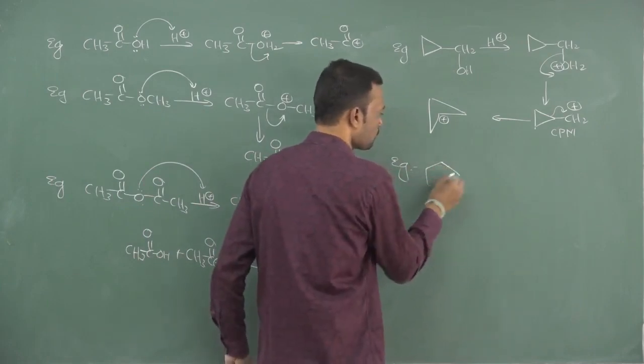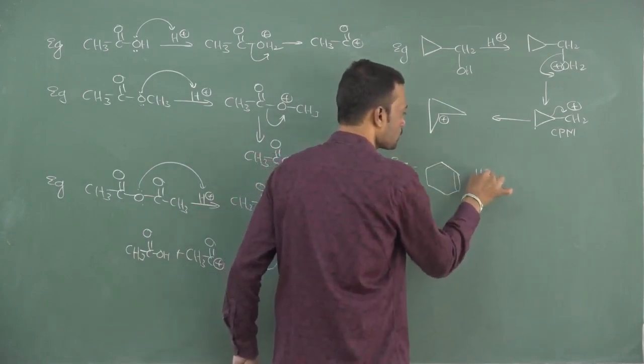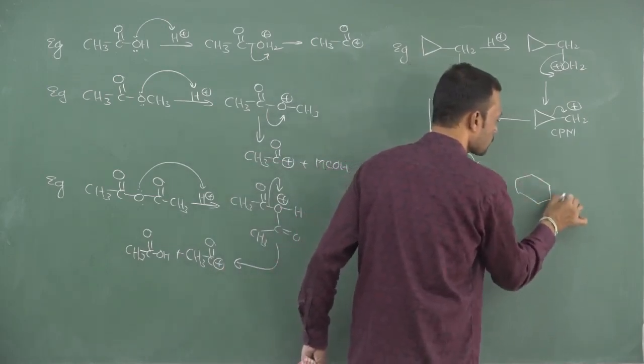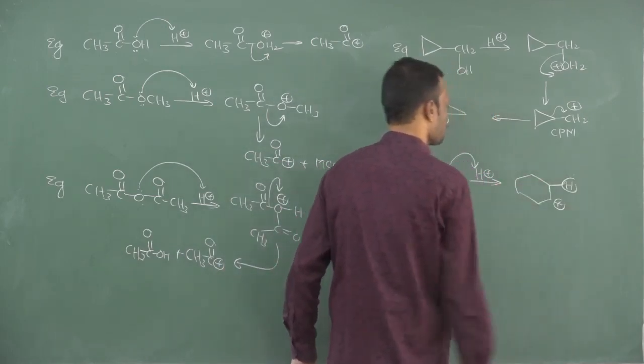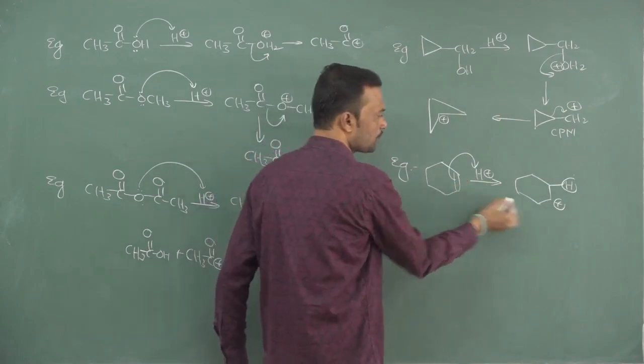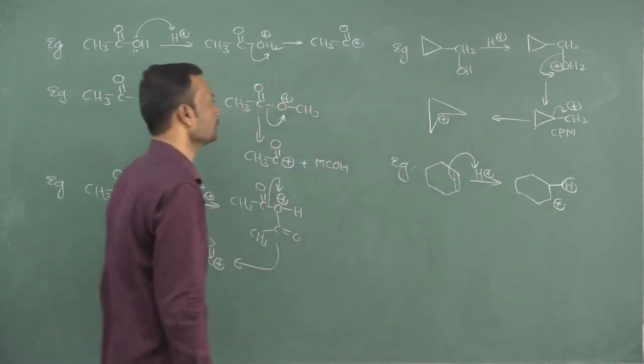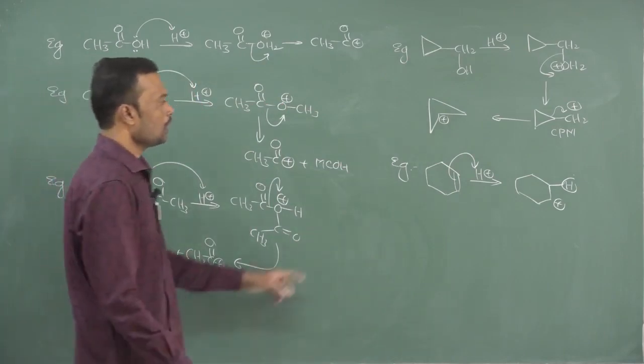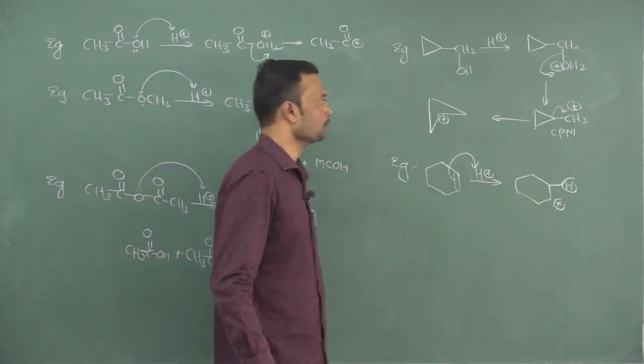Next, suppose I take cyclohexene. On taking a proton, the pi bond will migrate out, and the proton will be added on this carbon. Now, this becomes a carbocation. You can generate carbocations in many ways by removing the corresponding unsaturation. After addition of this proton, you will get a carbocation.